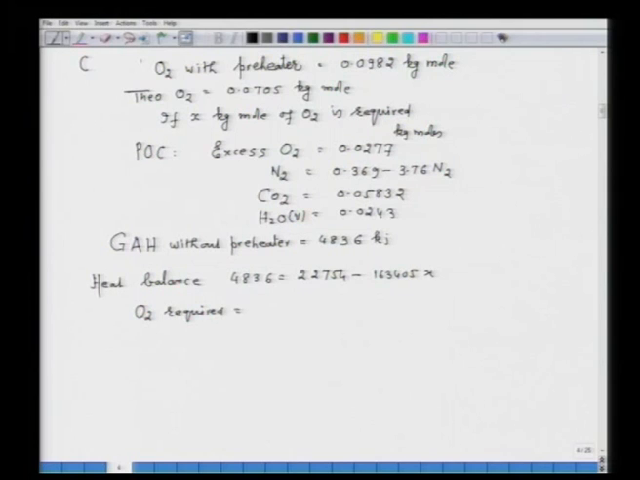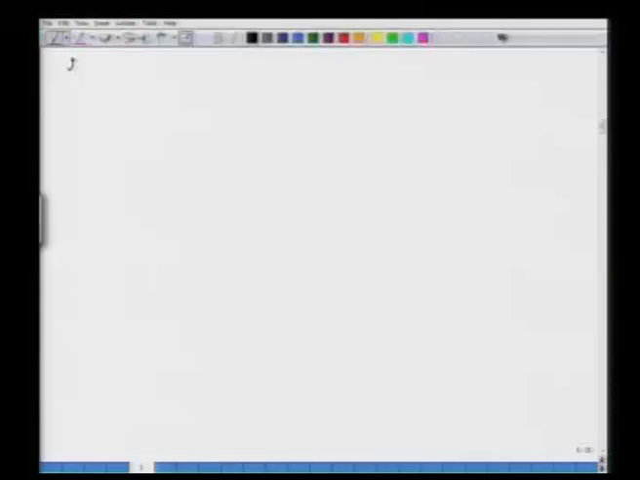So, oxygen required will be 1252 kilogram per hour would be the oxygen required if you want to have the same fuel consumption as that of not having preheater. So, I am going to solve now the problem number 2, and the problem number 2 already I have enunciated. Now, I will draw the block diagram, and this block diagram is as follows.